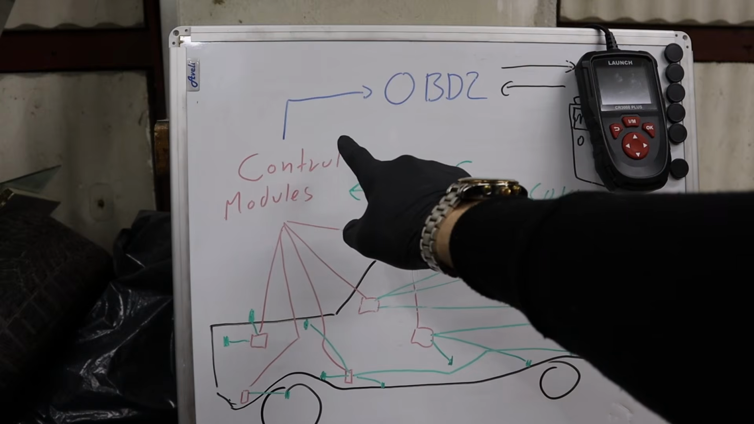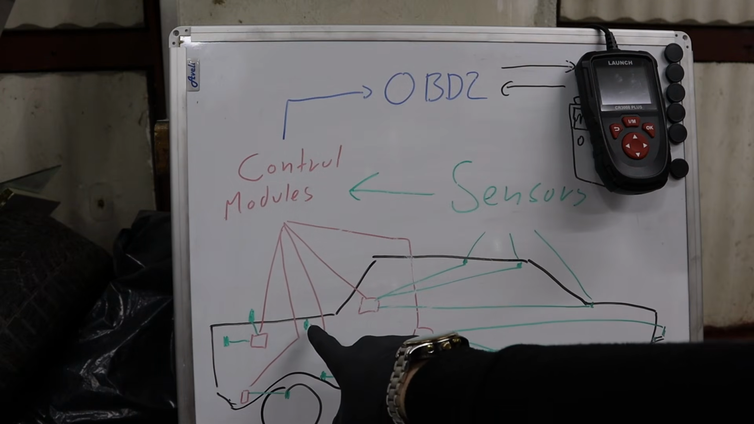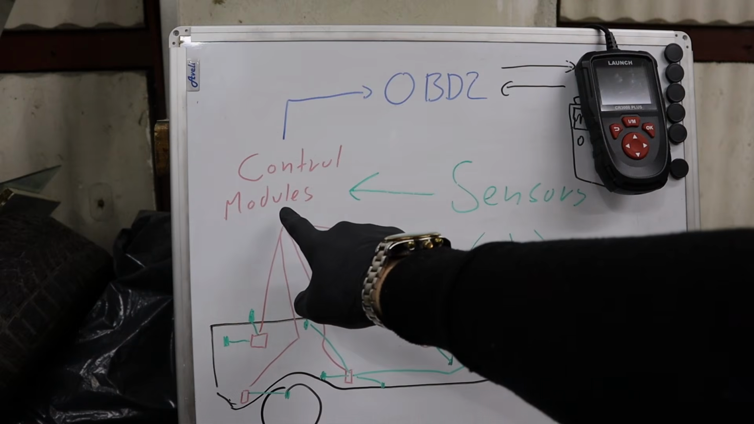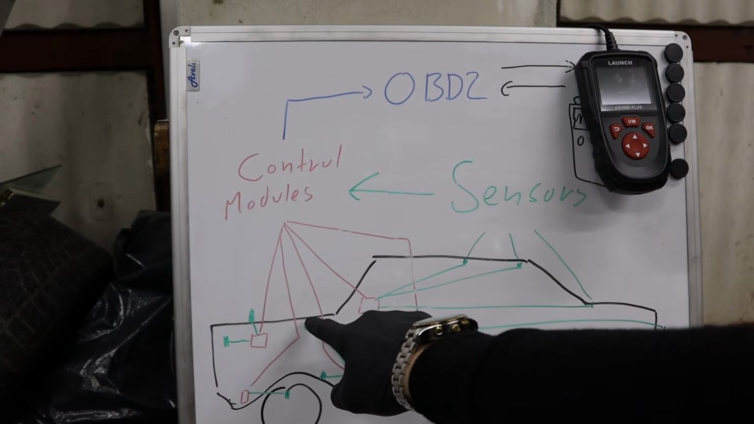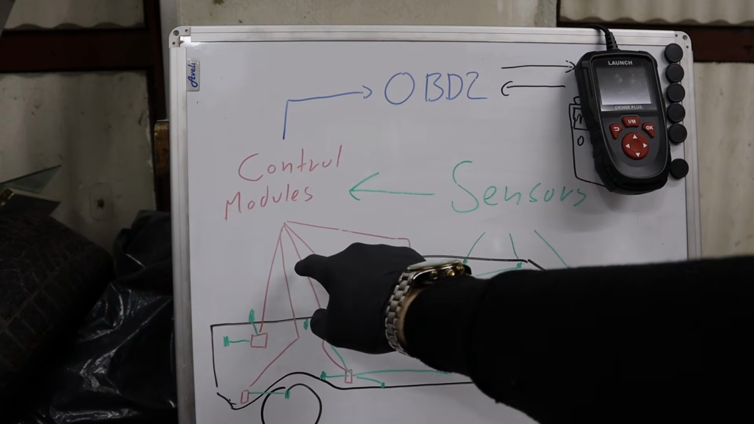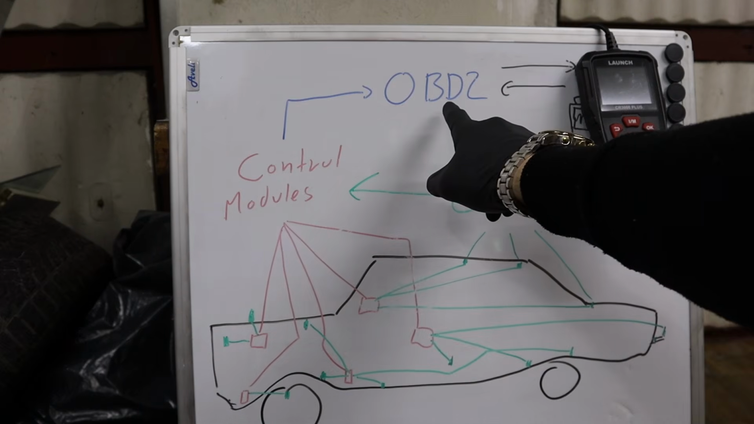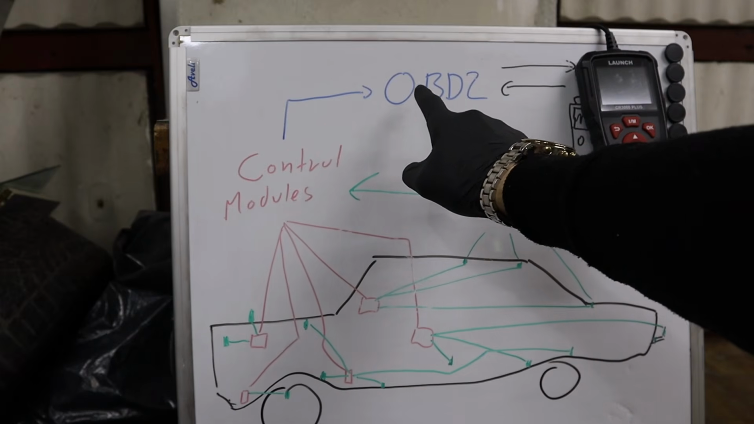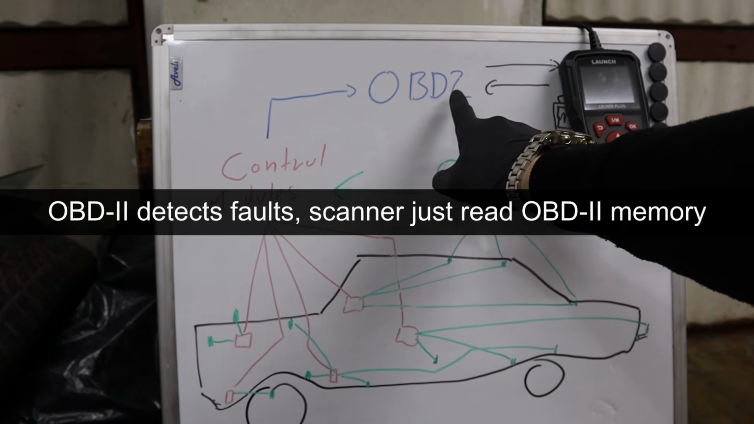If some data is out of range, for example on the transmission you can have a vehicle speed sensor that is outputting voltage directly to one of your control modules. So the vehicle speed sensor is connected to the engine control module, and let's say it is producing around 5 volts, and suddenly there is no voltage coming into your ECU from that sensor. OBD2 will detect that and instantly set the code for a vehicle speed sensor. Now that code is stored in your OBD2 memory.